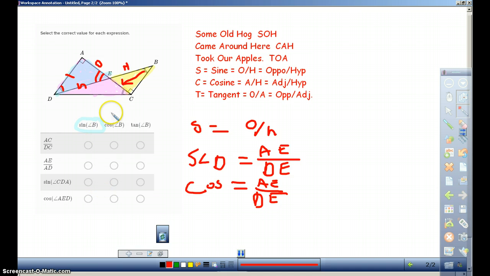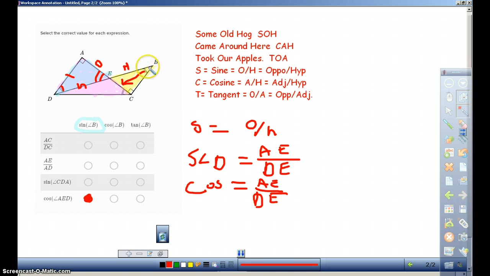So when it says the sine of angle B, I can find the congruent side, and the sine of angle B is the same ratio here, and the cosine of angle E over here, this one right here, is going to be the same exact number. So my answer for this one is going to be right down here, the cosine of that angle. Okay, what does the next one say?